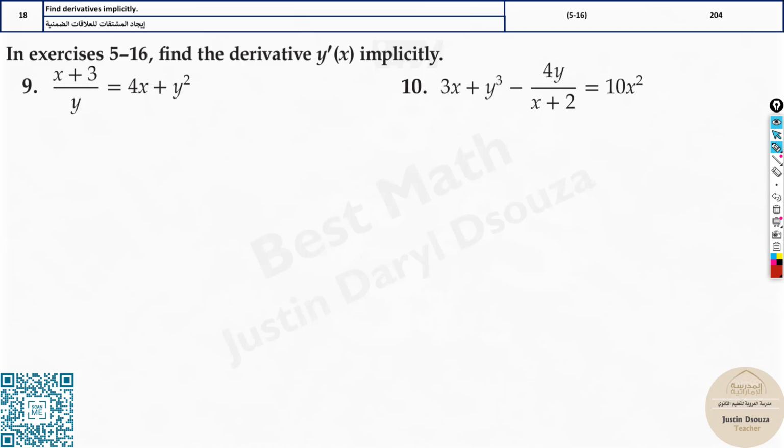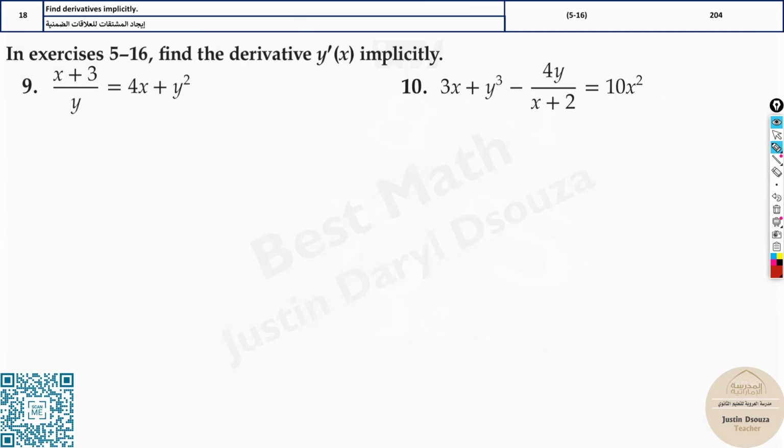Now let's look at the right side here. In this case, I wouldn't go to remove this x plus 2. Why did I do it over here? Because both the terms on the left side had the same denominator. But here, if I'm going to remove it, then it's going to be 3x into x plus 2 plus y cubed into x plus 2. It's going to be such a big complication. So in such cases, I'm not going to do that.